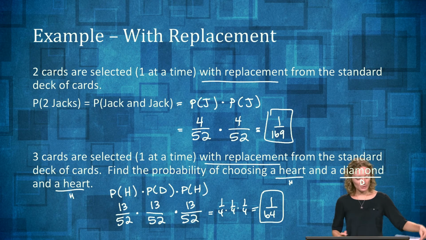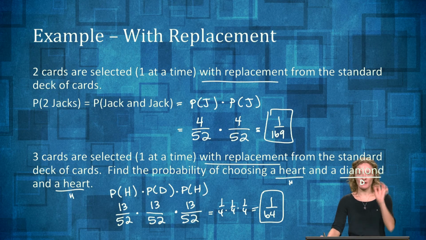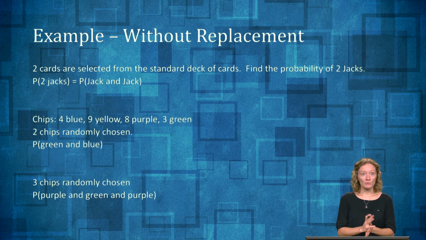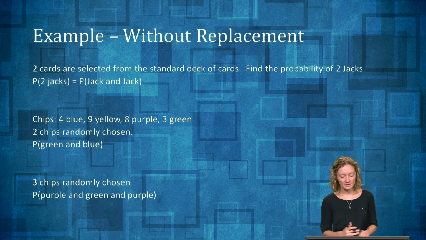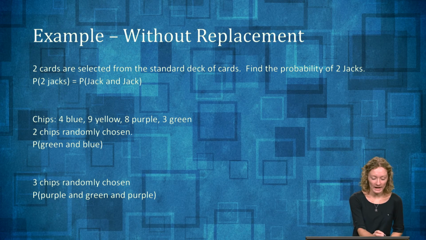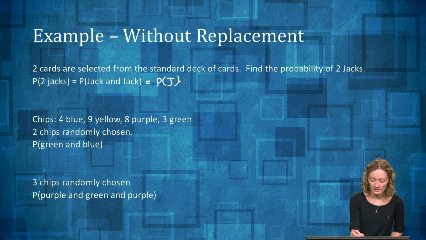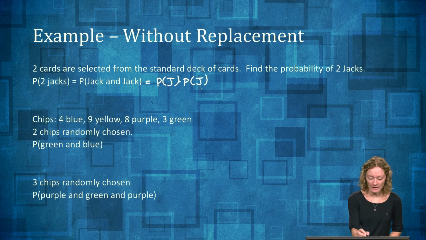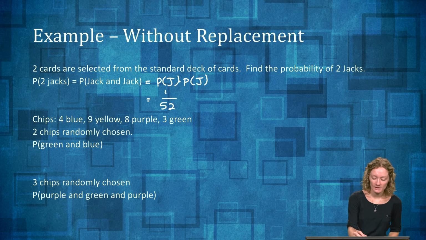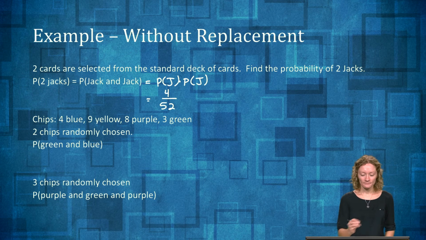All right, let's distinguish between without replacement before we do some practice problems. This is with replacement. Every time the card was put back, or the items were put back. Without replacement, let's do the same scenario we started with. 2 cards selected. Find the probability of choosing 2 jacks. So probability of a jack and then a jack. Okay, so on our first selection, all 52 cards exist. How many of those 52 are jacks? 4 of them are.